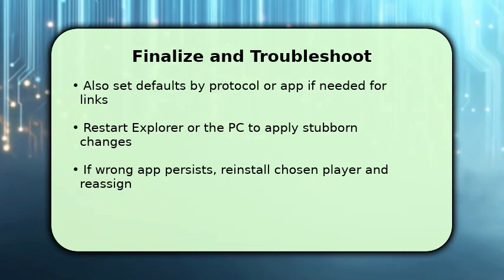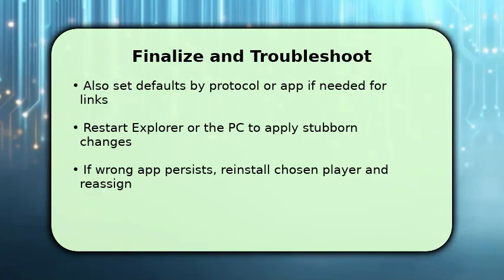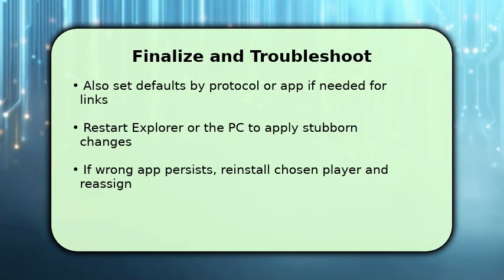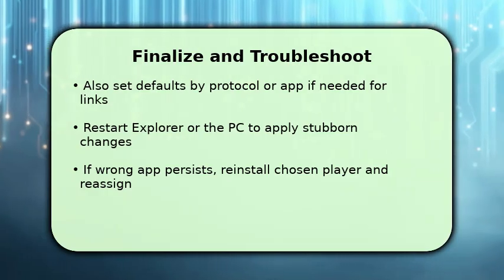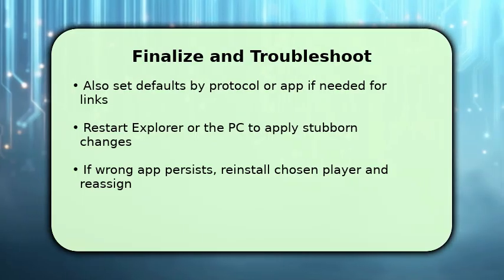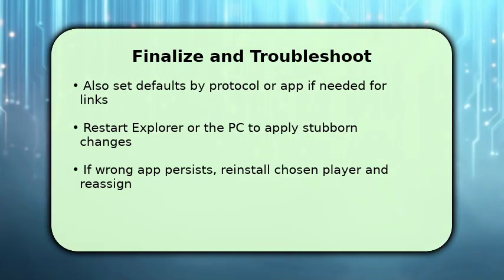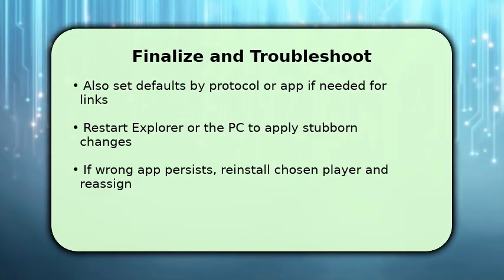You can also set defaults by app or protocol for playlists and streaming links if required. Once done, restart File Explorer or reboot to ensure changes take effect system-wide. If the wrong player still opens, reinstall your chosen player and reassign defaults. This often repairs broken registry associations.